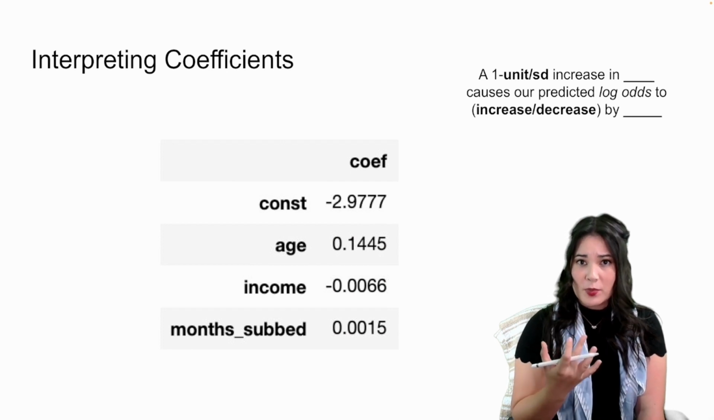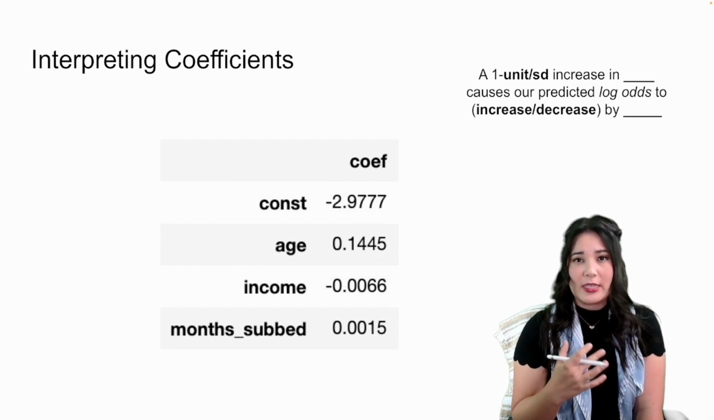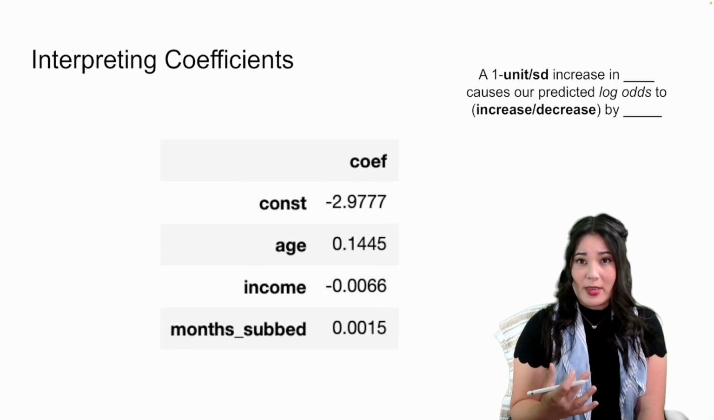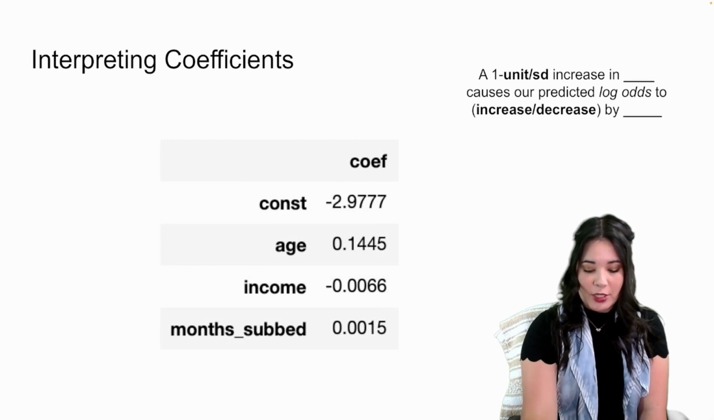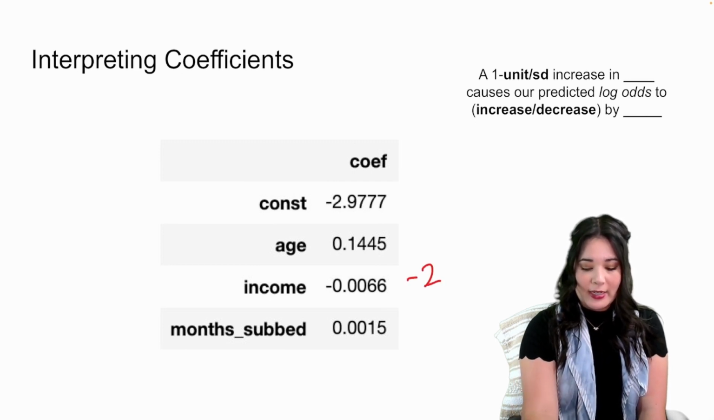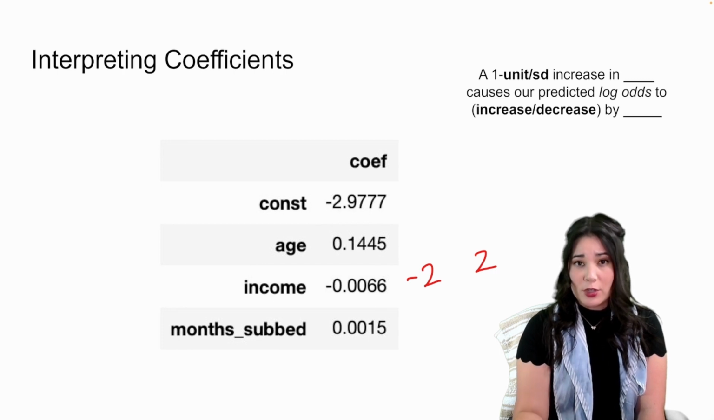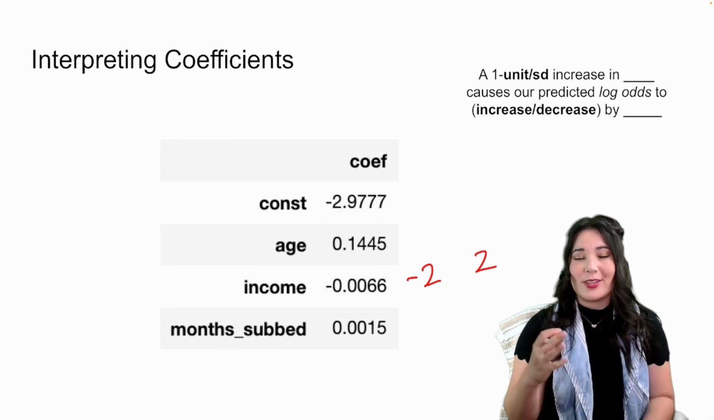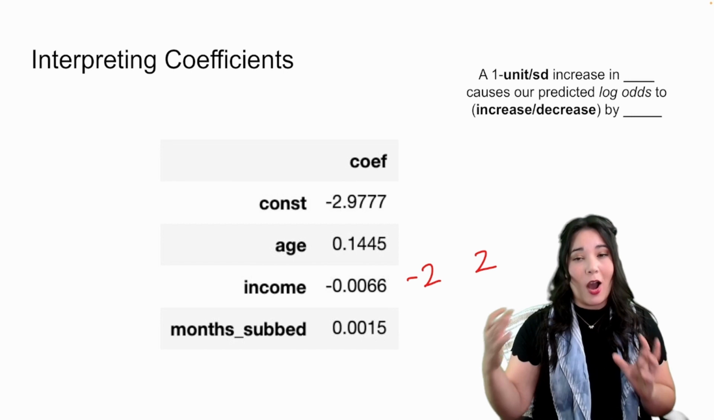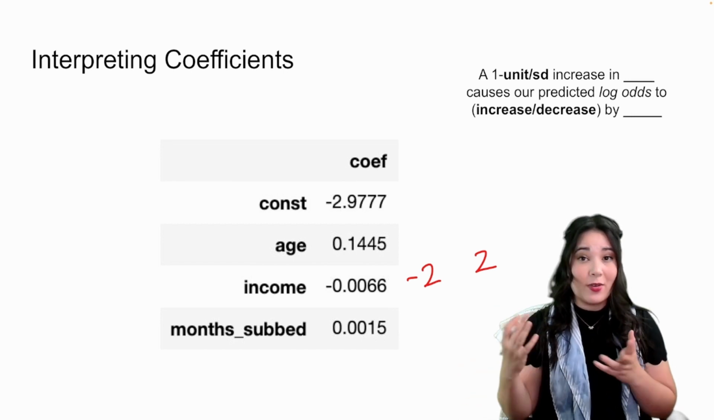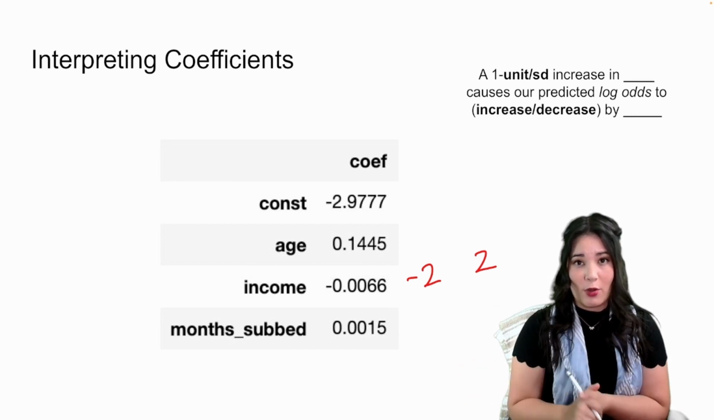Now, one thing that's really nice about log odds coefficients is that they're symmetric. And what I mean by that is if we have a coefficient that was -2 and then a different coefficient that had a value of 2, those two effects are the same size, just in opposite directions. And this turns out not to be true for the other types of coefficients we're going to look at.